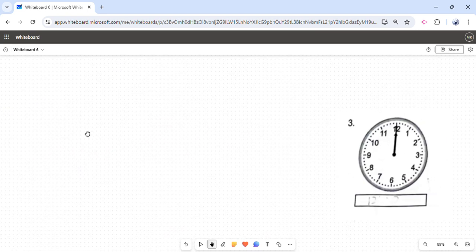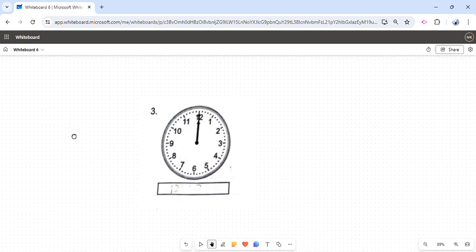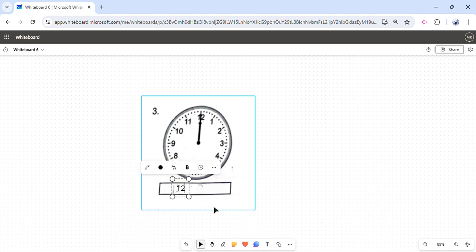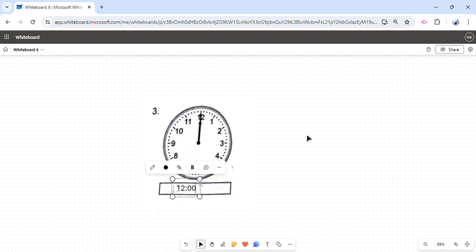For question 3, we have both the hour hand and the minute hand at the 12. So the hour is 12, and since the minute hand is on 12, you don't have to count. So the hour is 12 and the minutes are 0, so it's 12 o'clock.